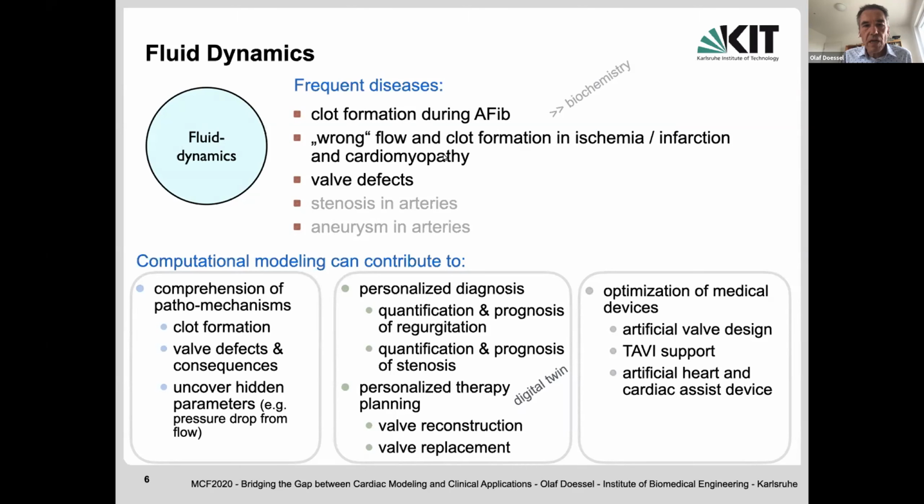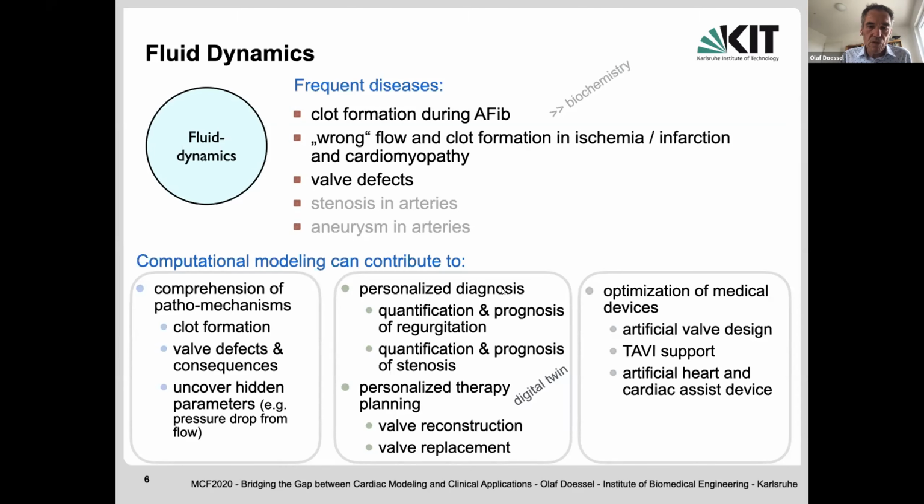And we have seen an excellent talk here about clot formation during AFib, or clot in the ventricles in that case, by Rajat Mittal yesterday. And so now here is also an important aspect, the comprehension of pathomechanisms, the comprehension of clot formation, comprehension of valve defects and their consequences, uncover hidden parameters from the measured data, find diagnostic relevant other properties.